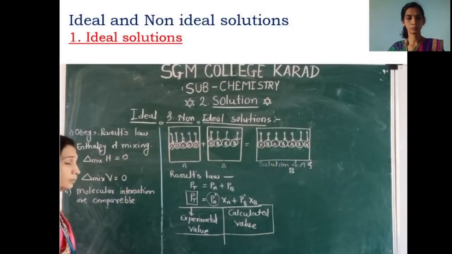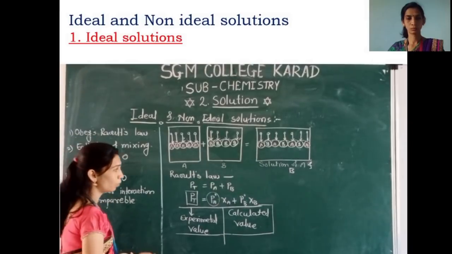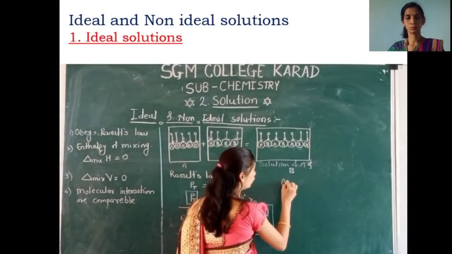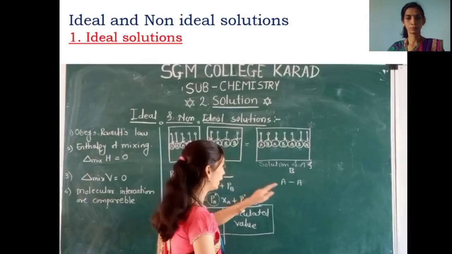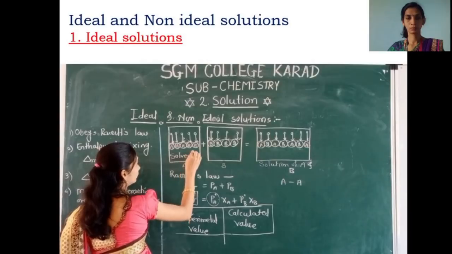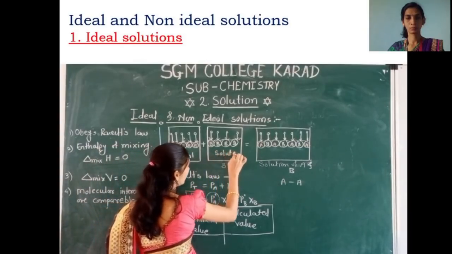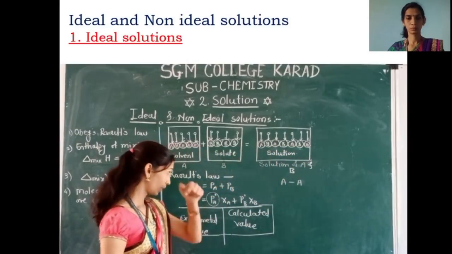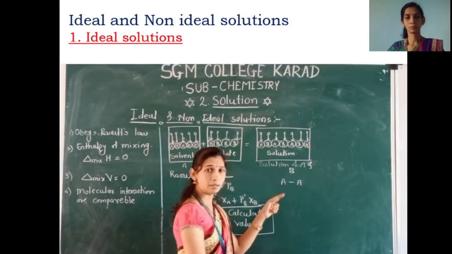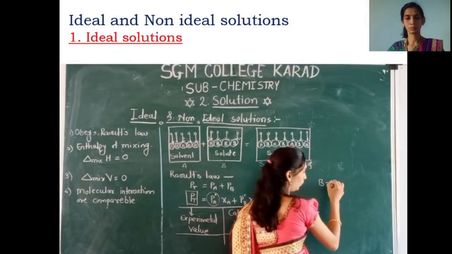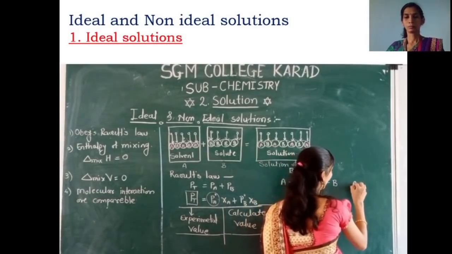Now, by the second point, enthalpy of mixing is equal to 0, that means delta mixing H is equal to 0. How? See here, if we are taking the solution, two molecules of A, that means solvent, it is our solvent, solute and solution. AA, two molecules of solvent are bonded to each other. BB, that means two molecules of solute we are taking, and AB.